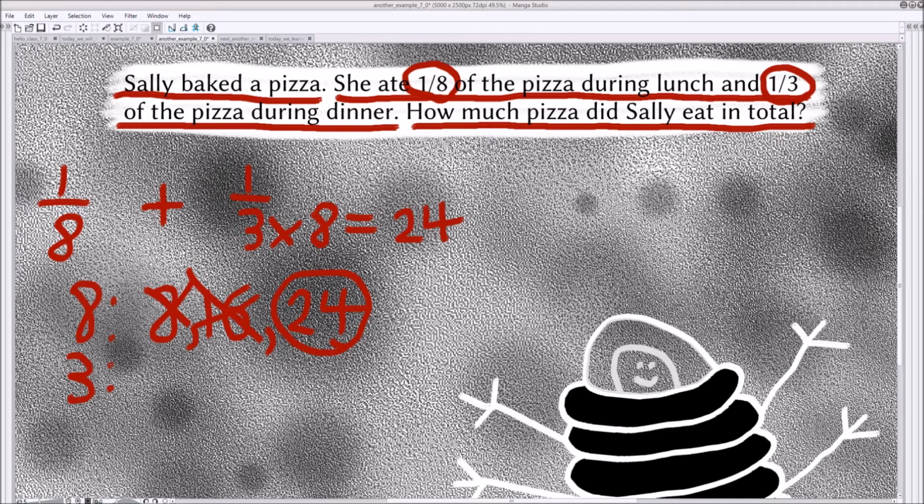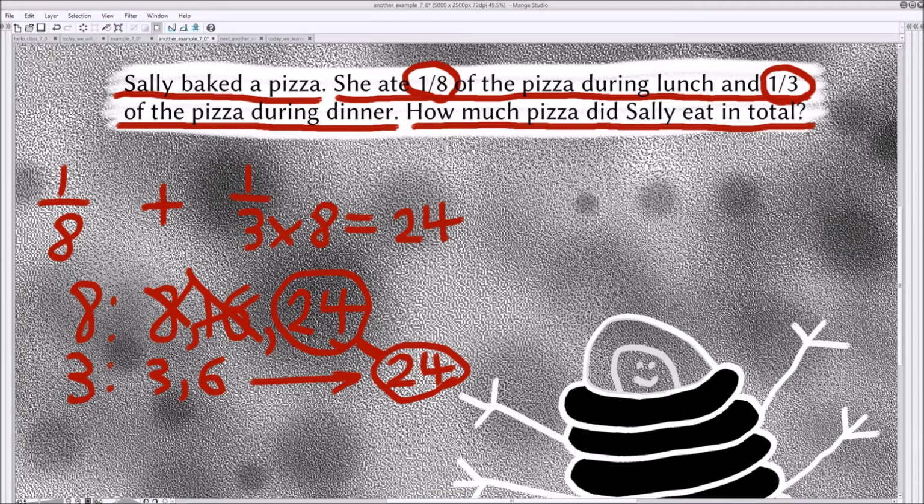We also could have figured this out by listing out our multiples of 3. So 1 times 3 equals 3. 2 times 3 equals 6. And then kept on going until we got to 8 times 3 equals 24, and we would have seen that these two are the same.